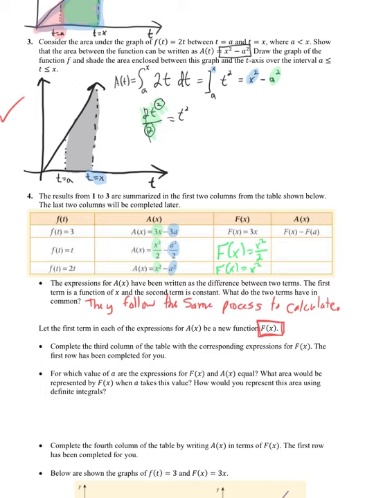Okay, it says, for which value of a are the expressions for f of x and a of x equal? So what does lowercase a have to equal to make this equal to that? What does a have to be to make 3x minus 3a equal 3x? It's kind of a weird question, but just think about it for a second.